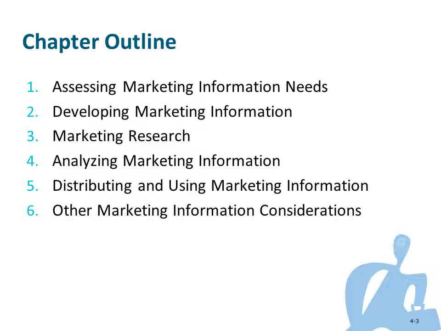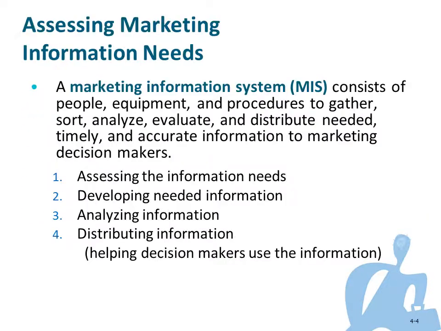This is the chapter outline: number 1, assessing marketing information needs; number 2, developing marketing information; number 3, marketing research; number 4, analyzing marketing information; number 5, distributing and using marketing information; number 6, other marketing information considerations.